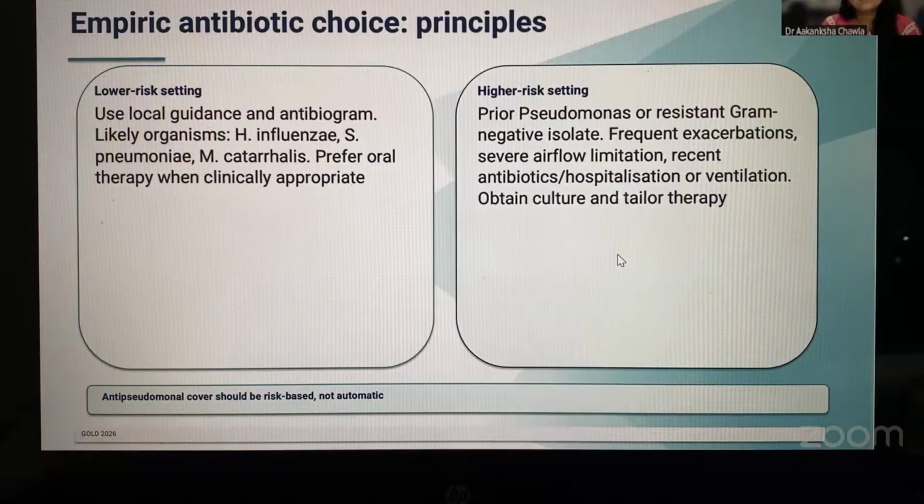For higher risk settings, there are patients with prior Pseudomonas or isolation of previous gram negative bugs, history of frequent exacerbation, severe airflow limitation, or recent antibiotic use or hospitalization. Now, commonly the antibiotics that we generally use in low risk settings can be co-amoxiclav, doxycycline, or even azithromycin. In high risk settings, we can give IV co-amoxiclav or a BL-BLI combination.